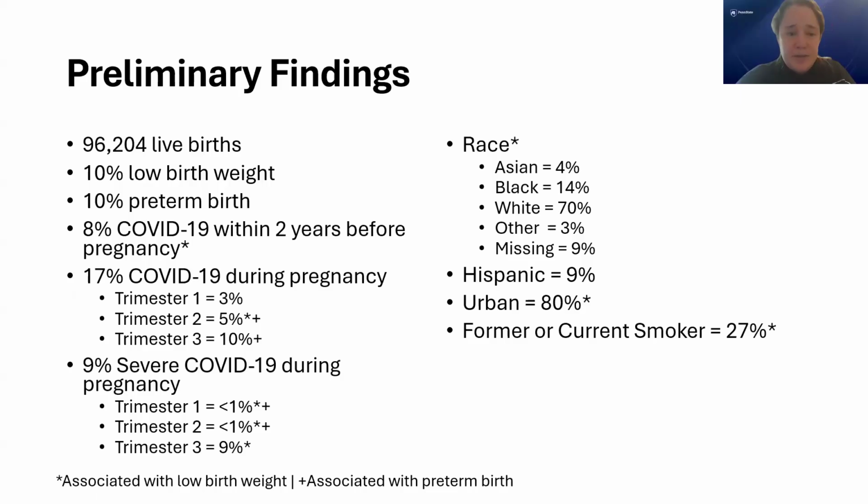We divided this by trimester because, interestingly, initially we had only an association between COVID pre-pregnancy and low birth weight and preterm birth. When we divided it by trimester, we were able to see a more nuanced situation. If you had COVID-19 during your second trimester, you're more likely to have low birth weight or preterm birth.